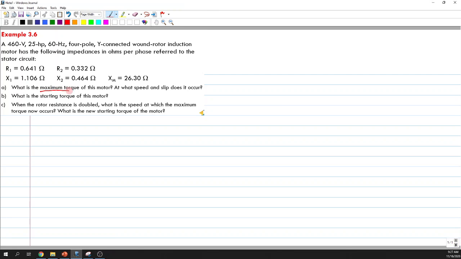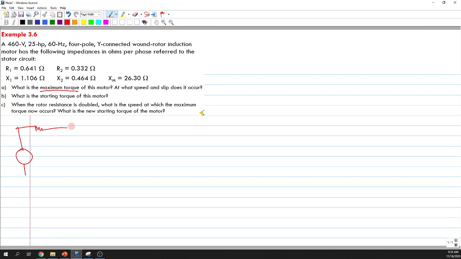From what we have studied, the maximum torque is T max of the motor, and what is the speed, the slip, at which it occurs? Please remember that the first thing we need to do is find the Thevenin voltage. So we draw the equivalent circuit first.